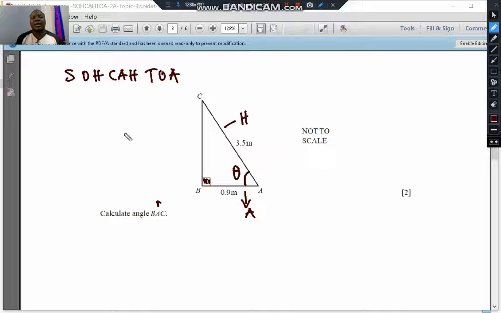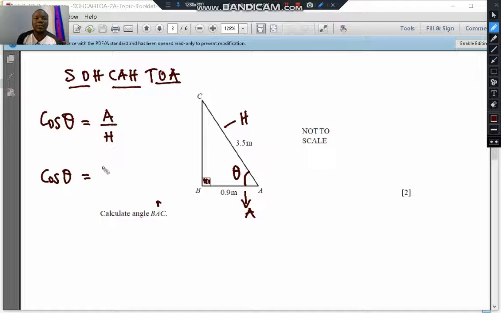Now, of the 3 trigonometric ratios, we need to pick the one that has the adjacent and the hypotenuse. If you look at that nicely, it's cos, because cos uses the adjacent and the hypotenuse. So cos theta, where theta is the angle they want, would be equal to the adjacent divided by the hypotenuse. What's our adjacent? In this case it is 0.9. So cos theta would be equal to 0.9 divided by 3.5.